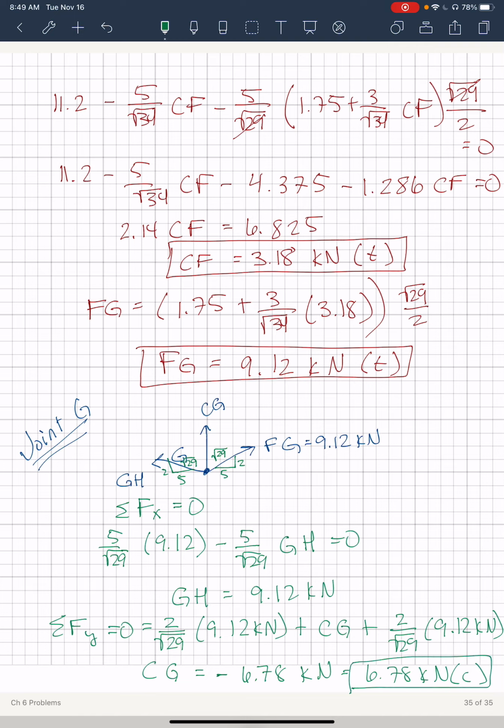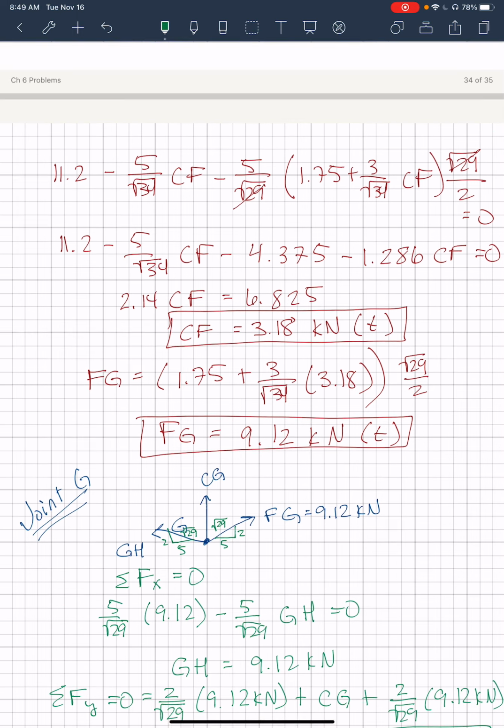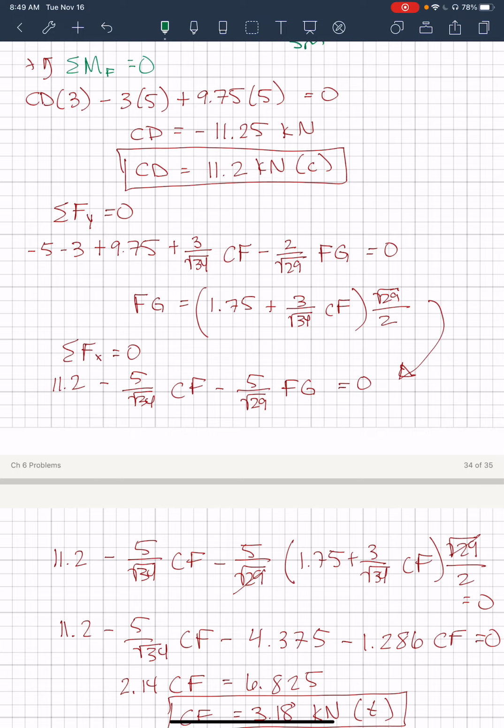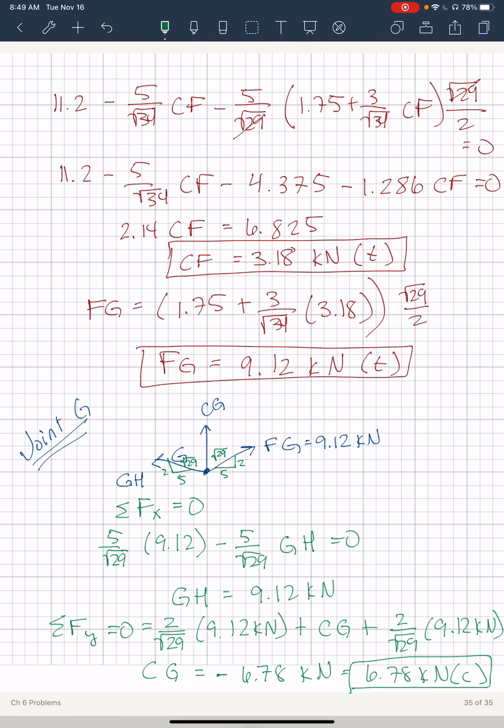And so then we have everything that we need. So we have CG, CF, and CD that we found up there. So that's it.